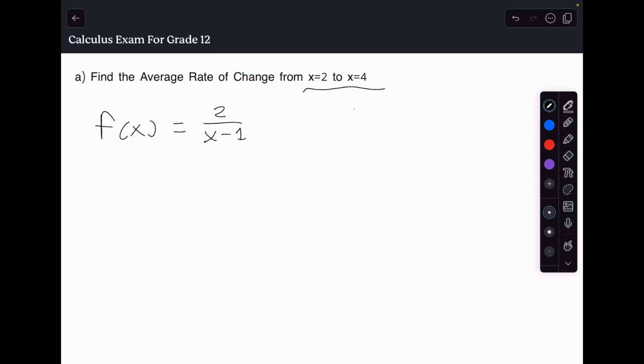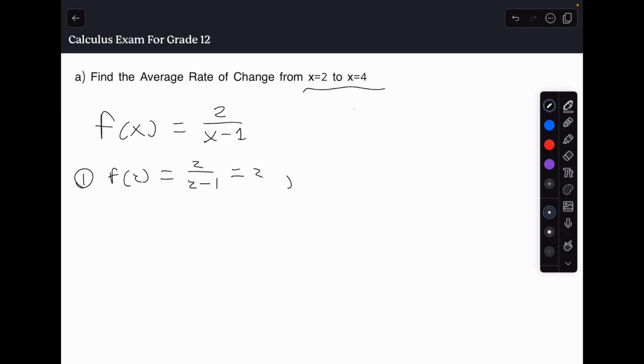All right, so let's find the average rate of change from x is equal to 2 to x is equal to 4. So this is a very easy problem. The first step is just to calculate your y values by plugging in your x values. So let's do f of 2 first. f of 2 is 2 over 2 minus 1. 2 minus 1 is 1, which is 2 over 1, which is equal to 2.